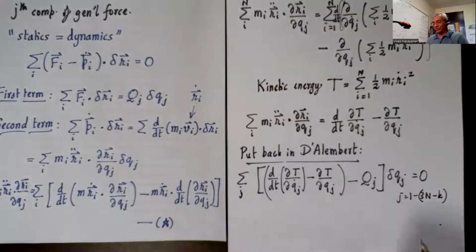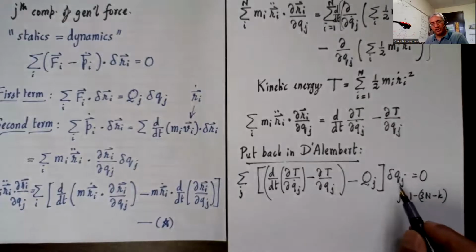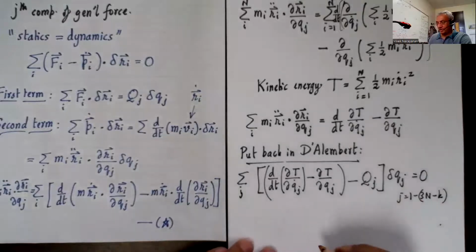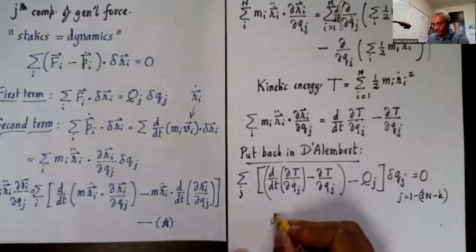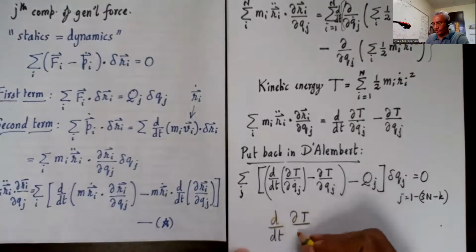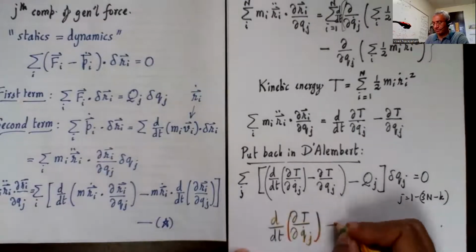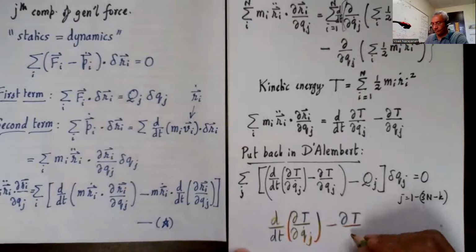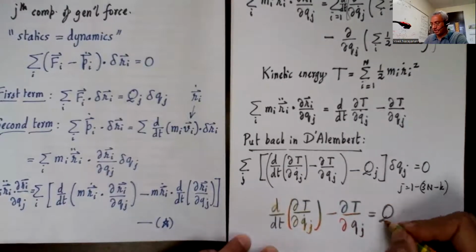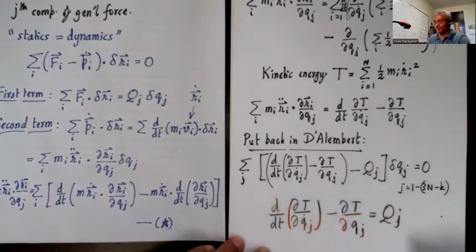And because this is true for all virtual displacements in the generalized coordinates δq_j, it has to be true for each one of them separately. So we have our famous equation: d/dt of ∂T over ∂q_j dot, minus ∂T over ∂q_j, equals Q_j, the jth component of the generalized force.